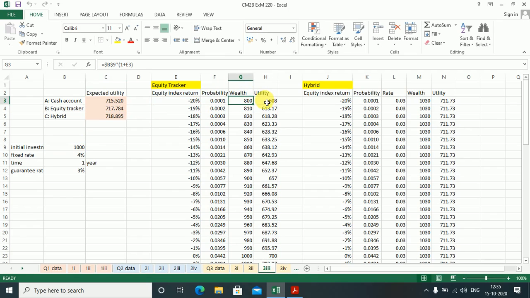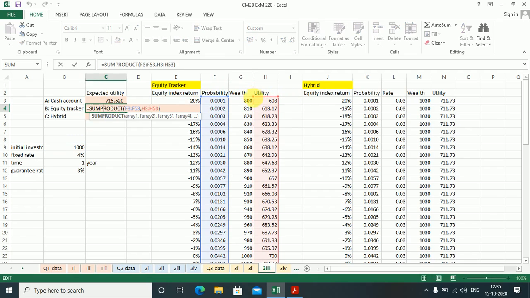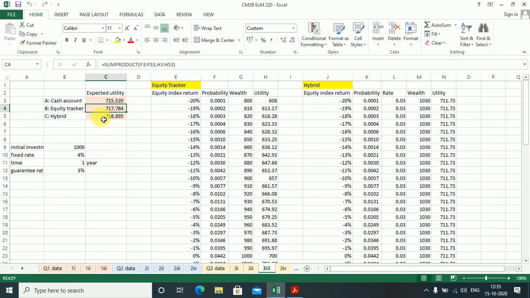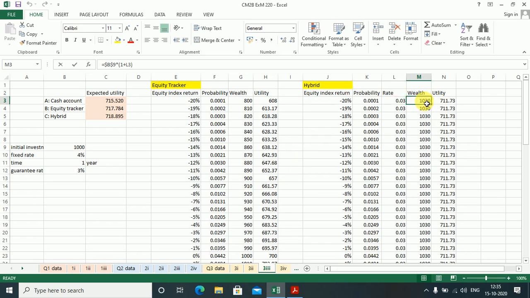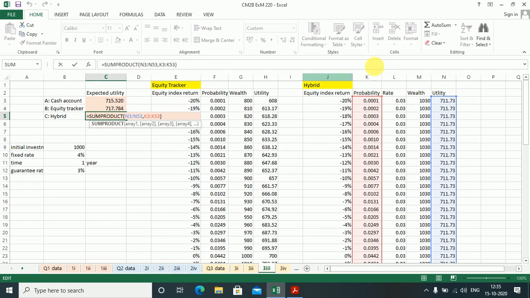Then you can calculate the utility for 1 year, and the sum product of utility and probability will give me the equity tracker's expected utility. For the hybrid we do the same thing. The return and probability are there, and the rate we have calculated already from the given formula. Wealth is again this into 1 plus I, and utility is calculated from the same formula. Once you put this for the hybrid account, you get this here.